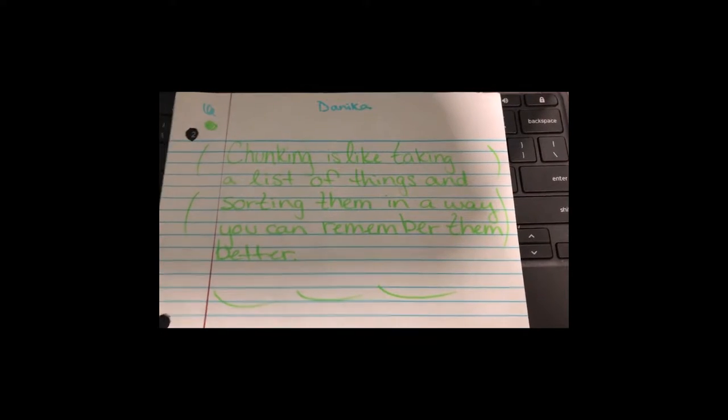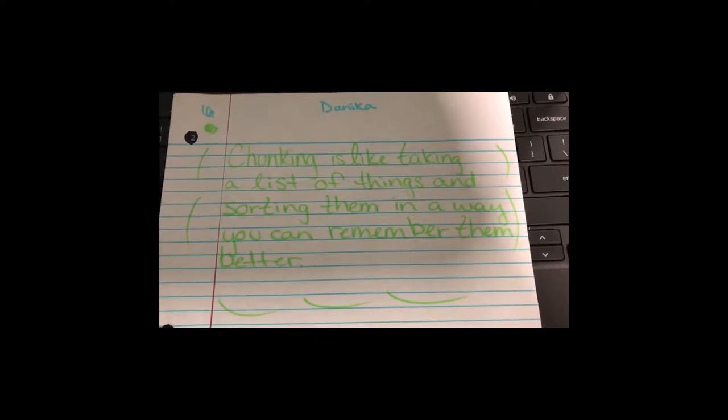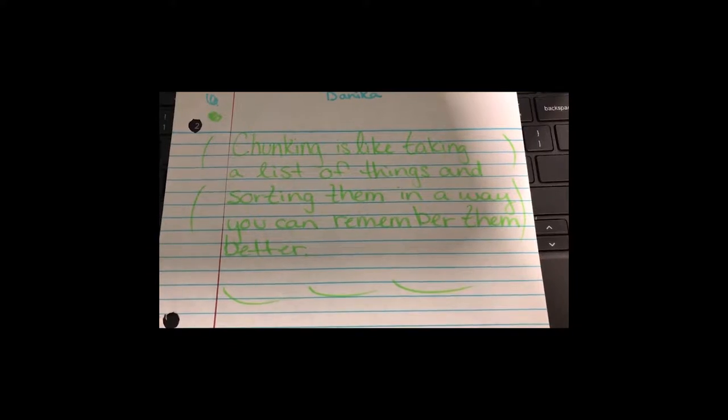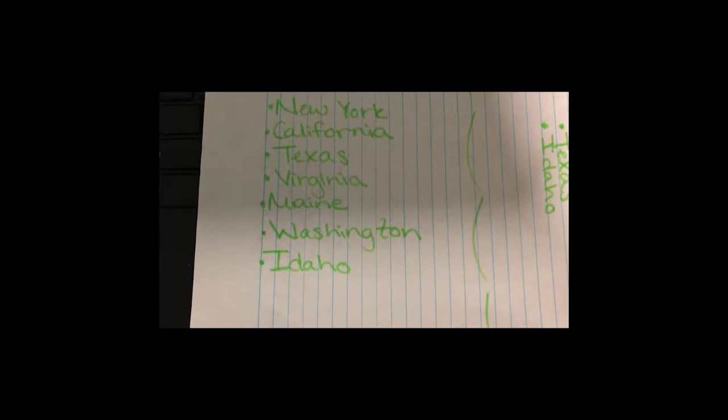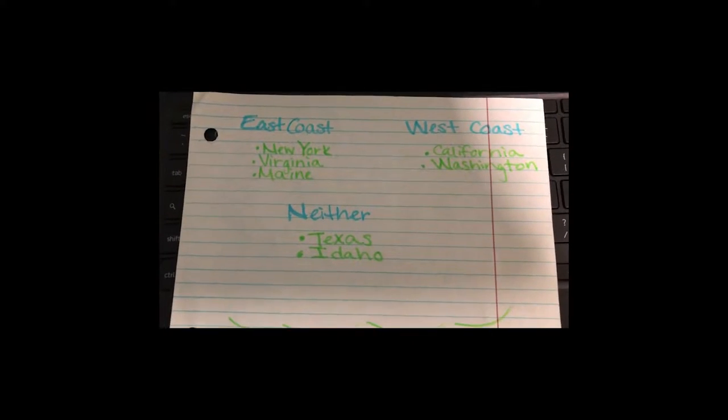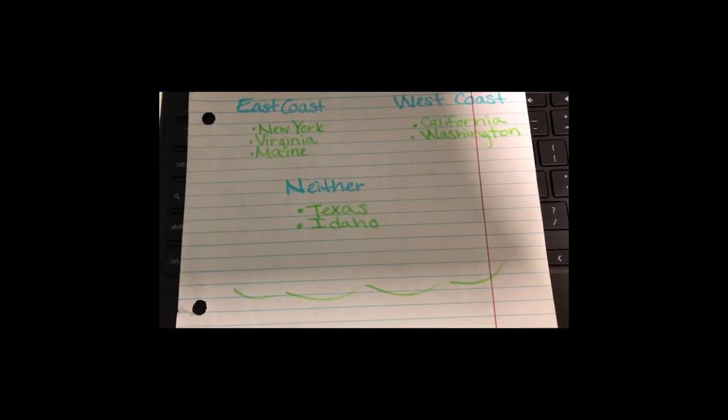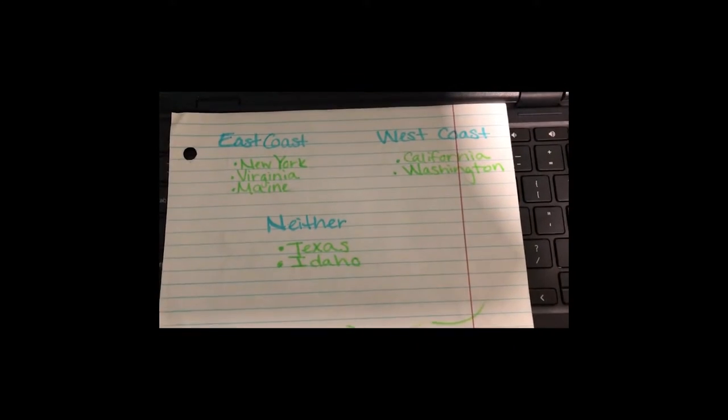So what is chunking? Chunking is like taking a list of things and sorting them in a way you can better remember them. For example, you have a list of states you have to remember for whatever reason. You can sort them by whether they're on the East Coast, West Coast, or neither. Like this. That way you'll better remember them.